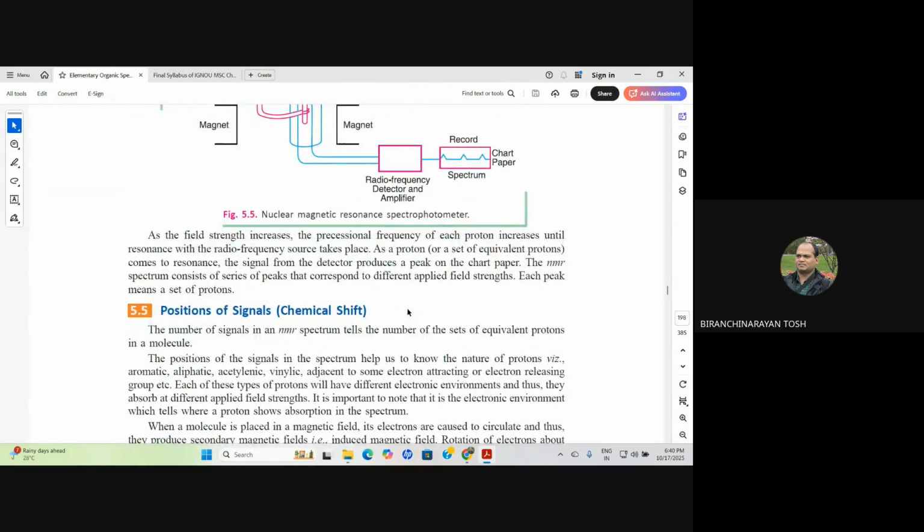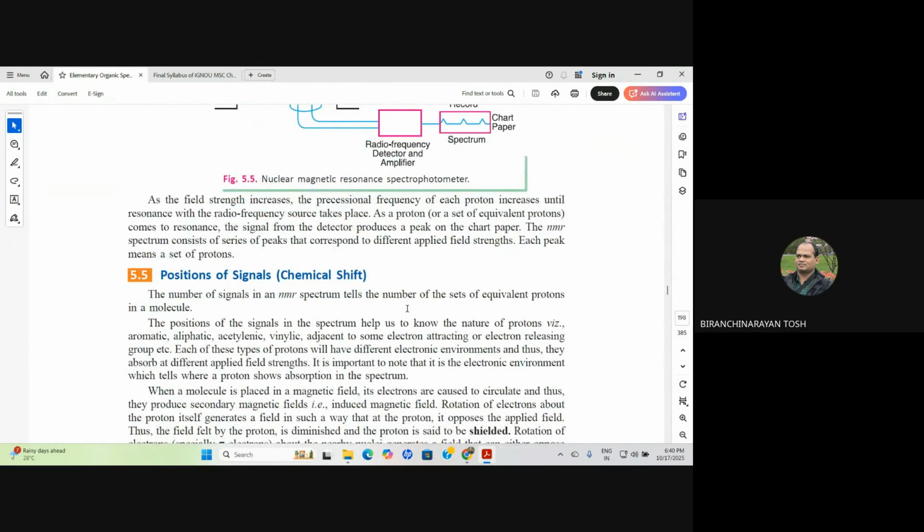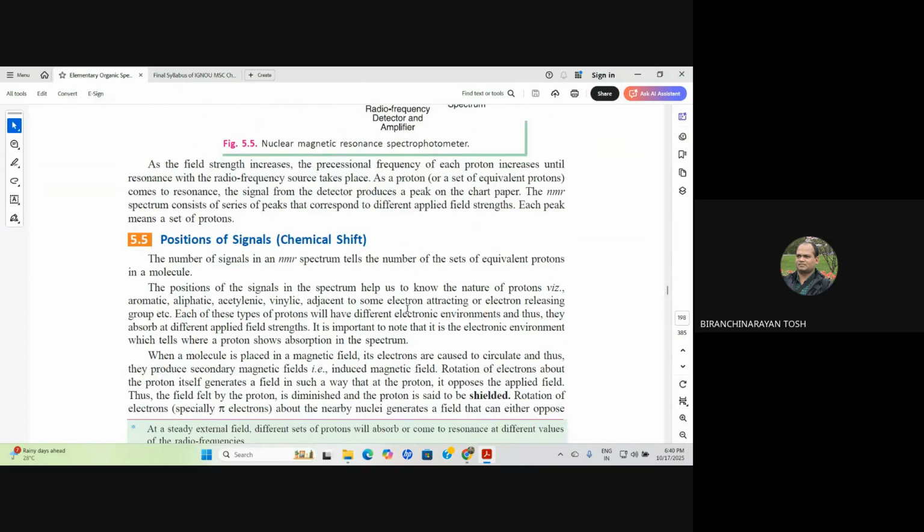So now, where we get the signal, that is the chemical shift. The number of signals in an NMR spectrum tells the number of sets of equivalent protons in a molecule. So we know how many peaks or how many signals we will get, but where we will get them, that's the thing. And how will you measure? What will we measure here?